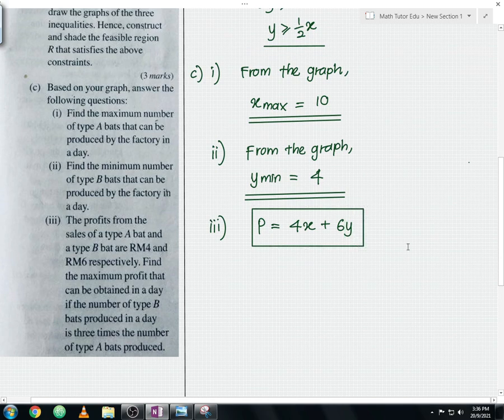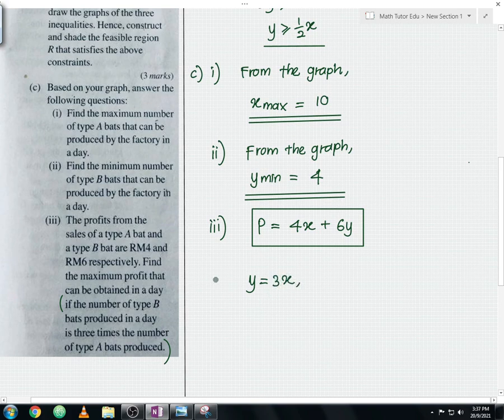Then continue to read the question. They mentioned to find the maximum profit that can be obtained in a day if the number of type B bats produced in a day is 3 times the number of type A bats produced. Can you see the reason why we have Y equals 3X? Type B bats in this case is Y, 3 times the number of type A bats produced, so Y equals 3X.